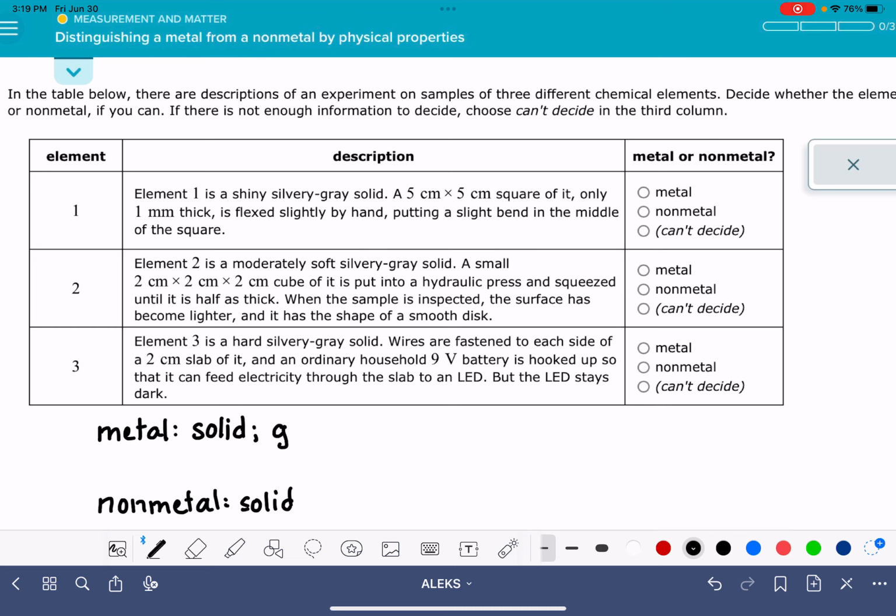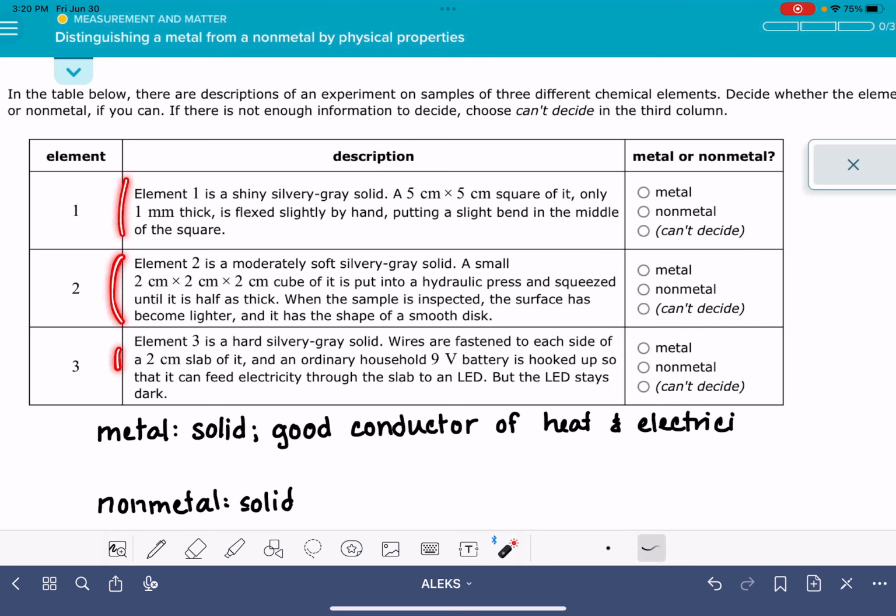Metals are good conductors of both heat and electricity, and that's something that comes up in quite a few of the versions of this ALEKS problem. I can't write that word and talk at the same time. Good conductor of heat and electricity. So there are several descriptions in ALEKS problems where they're talking about the substance conducting heat and also talking about the substance conducting electricity.